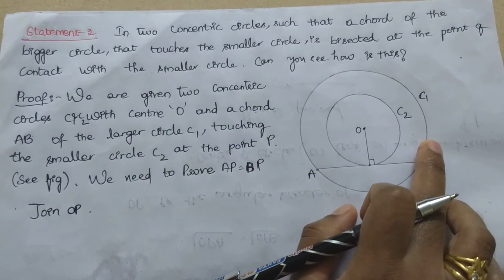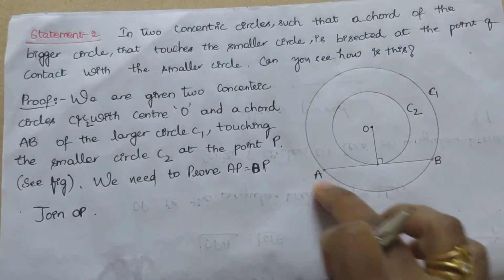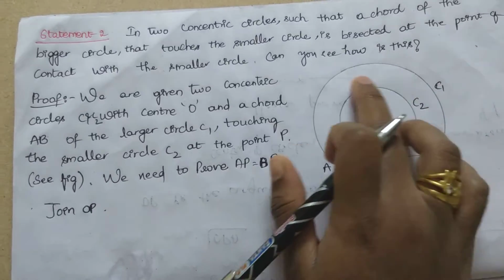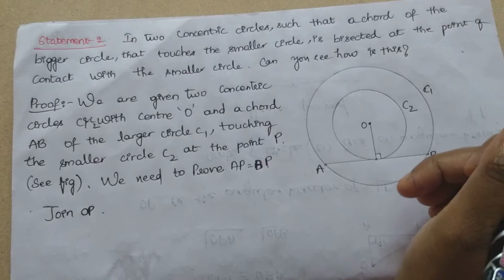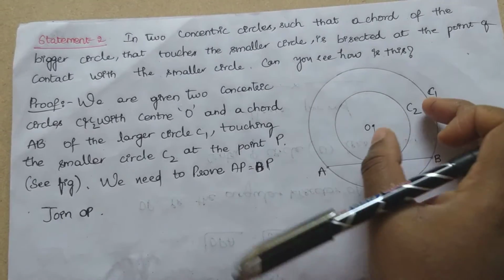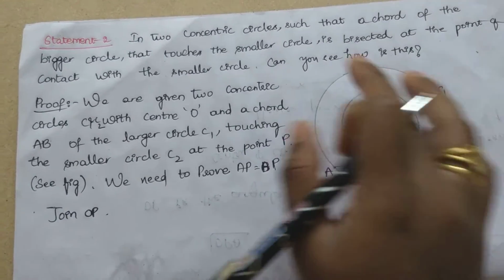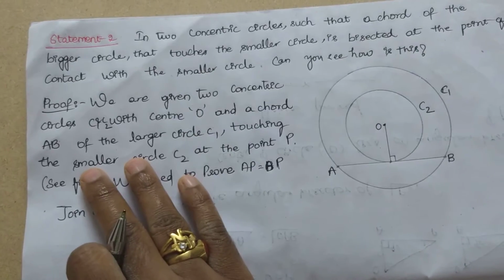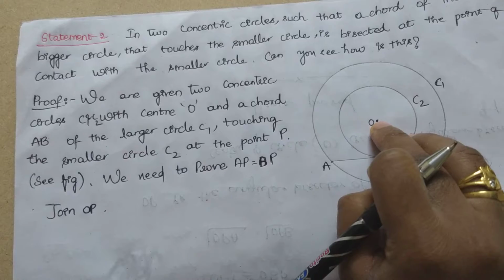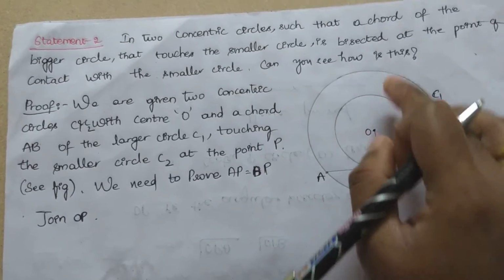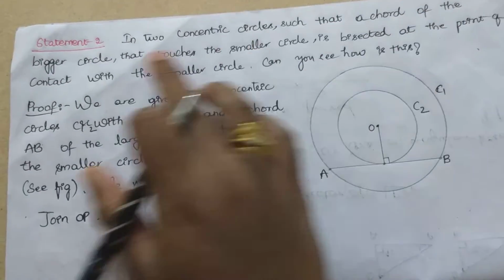So, what is meant by concentric circles? This is the larger circle, and inside the larger circle there exists a smaller circle. Then C1 and C2 are called concentric circles. I have drawn the figure based on the information given in the statement. Clear? For both circles C1 and C2, O is the center.